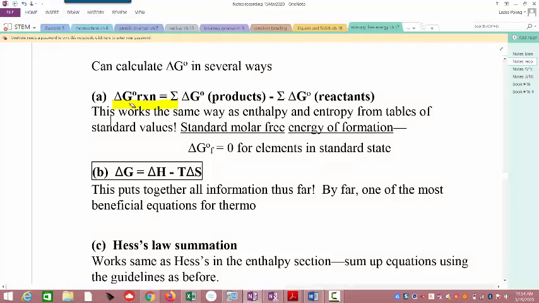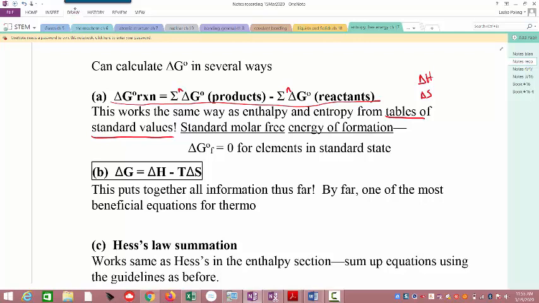All right, so the first one, delta G of the reaction equals the sum of products minus reactants. And remember, we do need the number of moles in there, just like we did before. This uses those tables of standard values. This is just like that delta H and delta S calculation that we had, using the same thing. Delta G of formation is 0 for elements in their standard state.